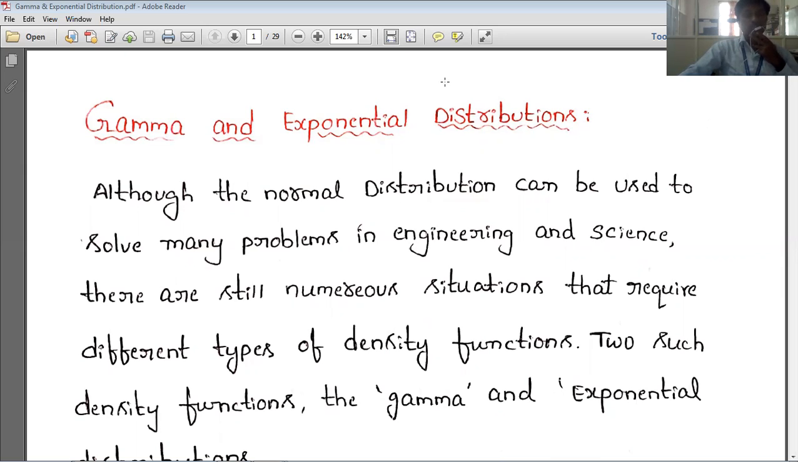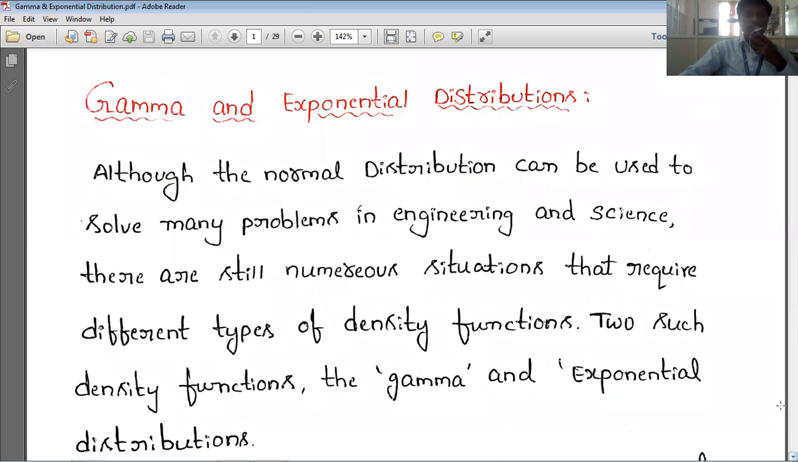These two distributions also come under continuous distributions. What is meant by continuous distributions? It takes all the values in the interval continuously. It means we give the range from minus infinity to plus infinity, and in that we have to check each and every value. Here we are going to discuss two distributions. One is the gamma distribution, and the other is the exponential distribution.